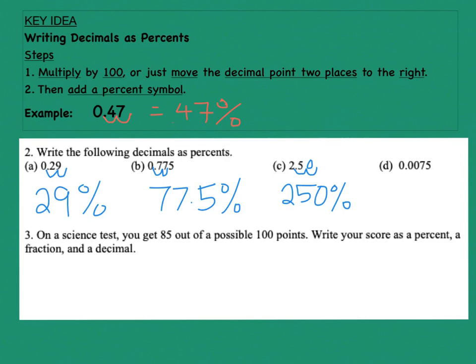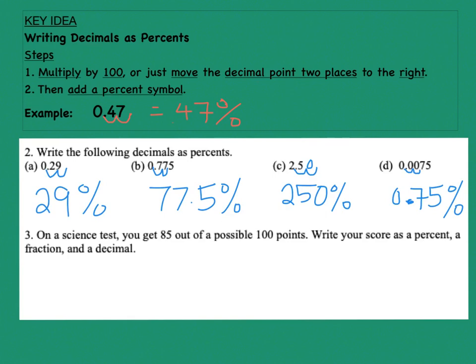For part D, we have 0.0075. Step 1, multiply the number by 100, so you move the decimal point 2 places to the right, so you end up with 0.75, and you will add the percent symbol. So 0.0075 is equal to 0.75%.